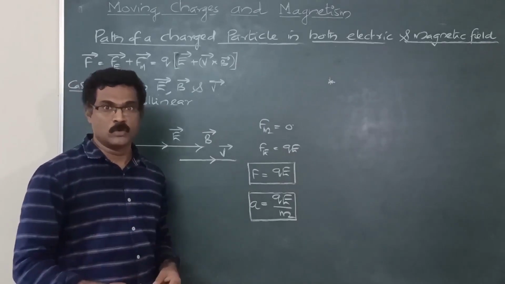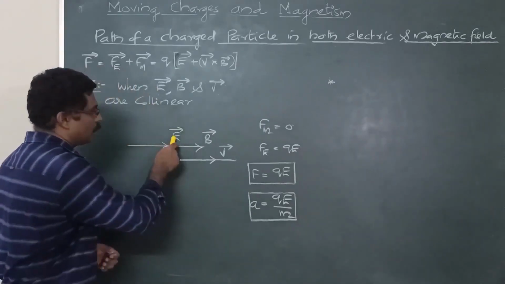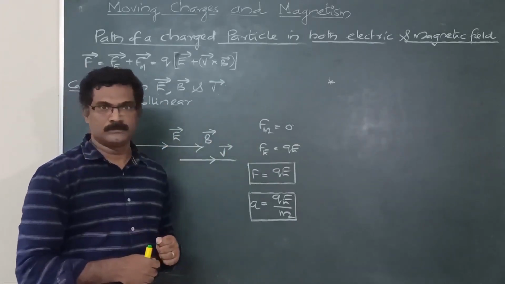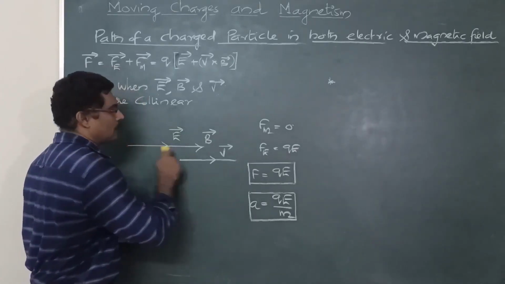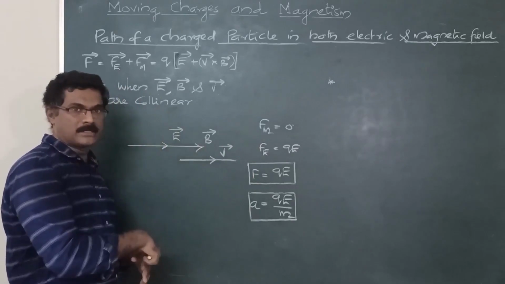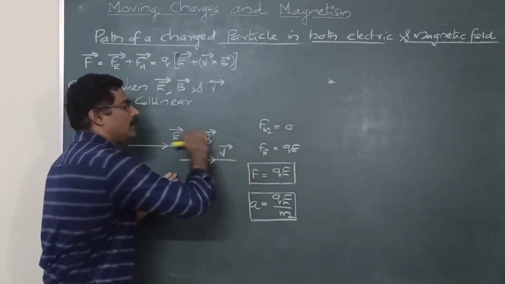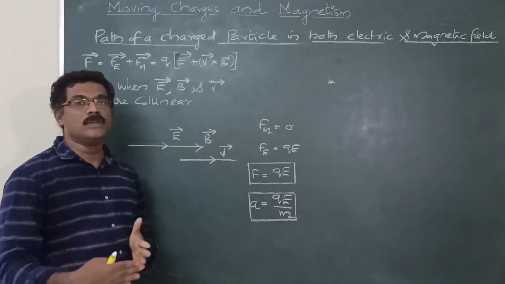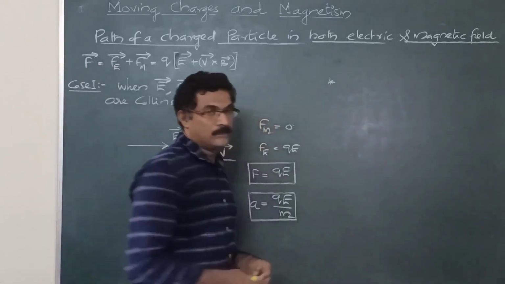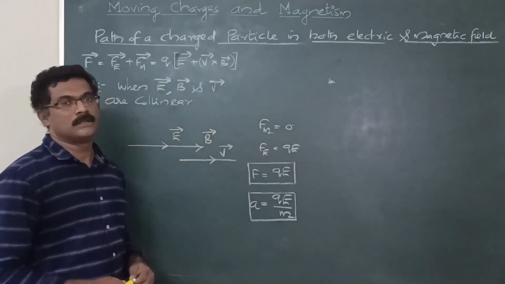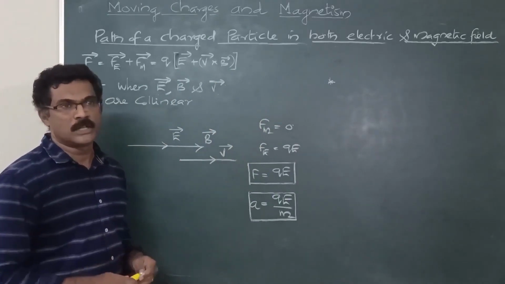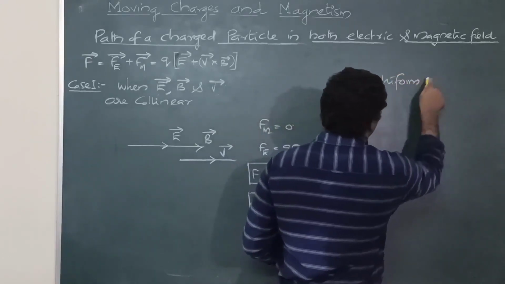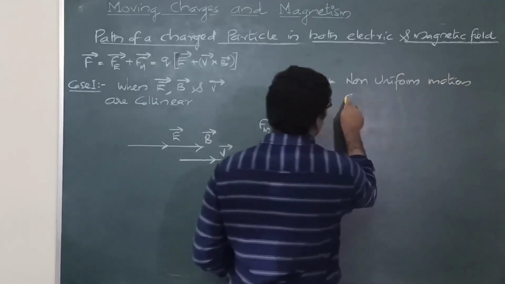Or decelerated motion also. Why is it decelerated? If the electric field is opposite to the motion of the charged particle and the charged particle is positive. Okay, the charge is positive and the electric field is in the same direction, so it has an acceleration. The charge is positive but the electric field is in the opposite direction, then it has what? Deceleration. So we can say it is a non-uniform motion along a straight line.